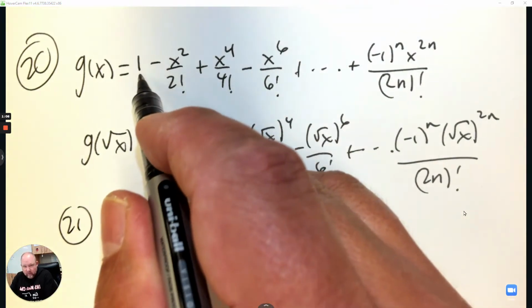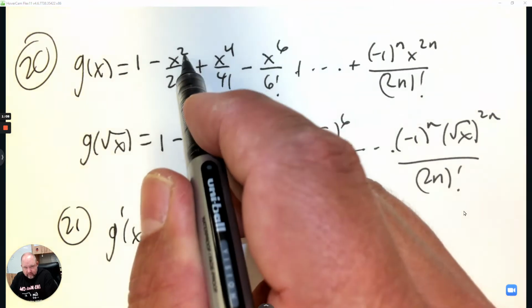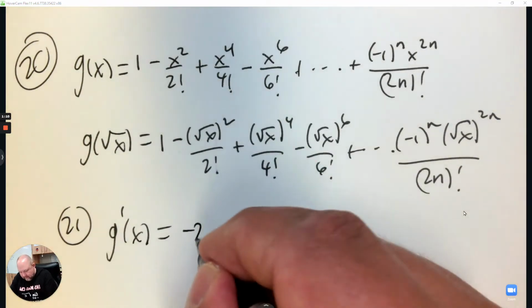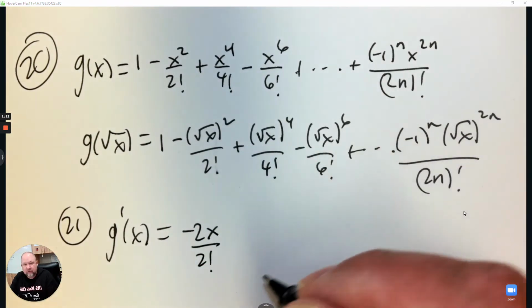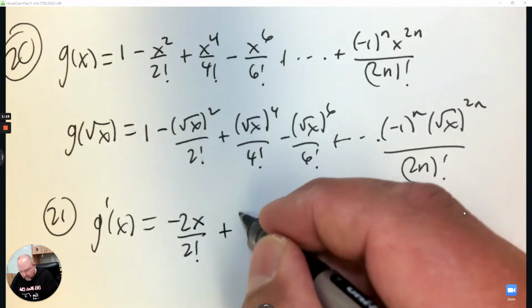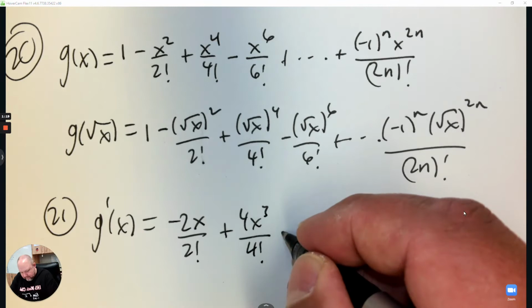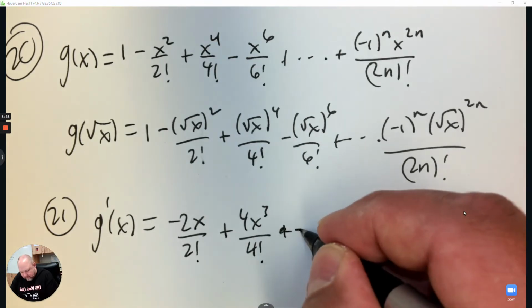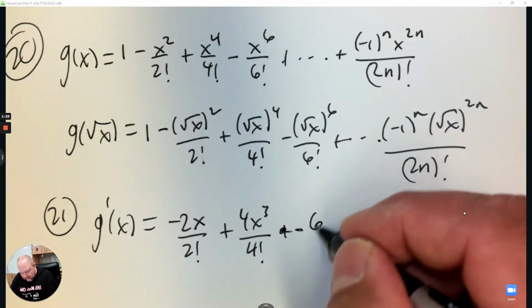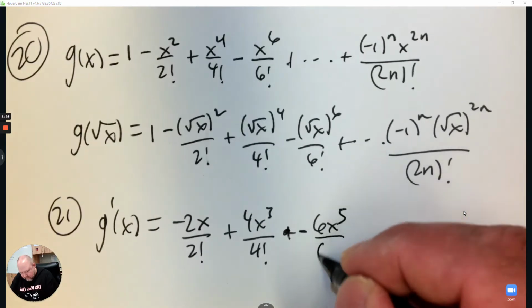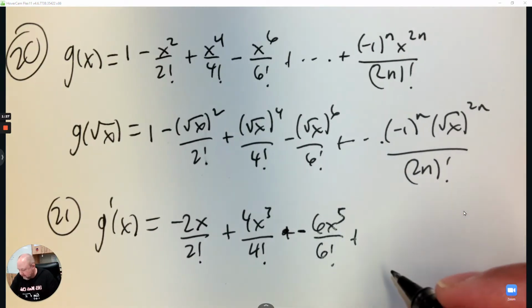21, what's the derivative of this? Well, the derivative of 1 is 0. The derivative here, take the exponent, is negative 2x over 2 factorial. The next one would be 4x cubed over 4 factorial. The next one, minus 6x to the 5th over 6 factorial, and so on.